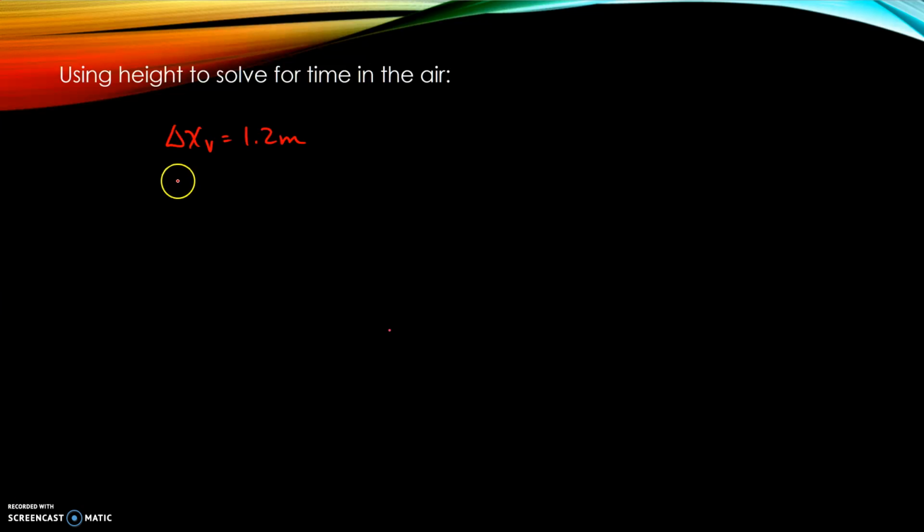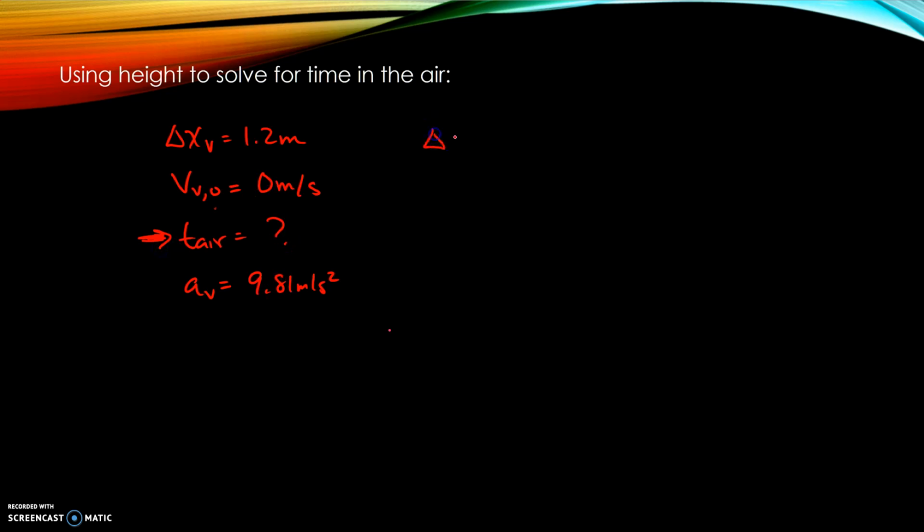So we have a vertical displacement. Although it's not stated, I know because it flies off the table horizontally that my initial vertical velocity is 0 meters per second. This little knot here means initial. I don't know the time in the air, so that's going to be my unknown. I know my vertical acceleration is 9.81 meters per second squared. So I'm going to look for a kinematic equation that will allow me to solve for this time in the air using these variables that I know.